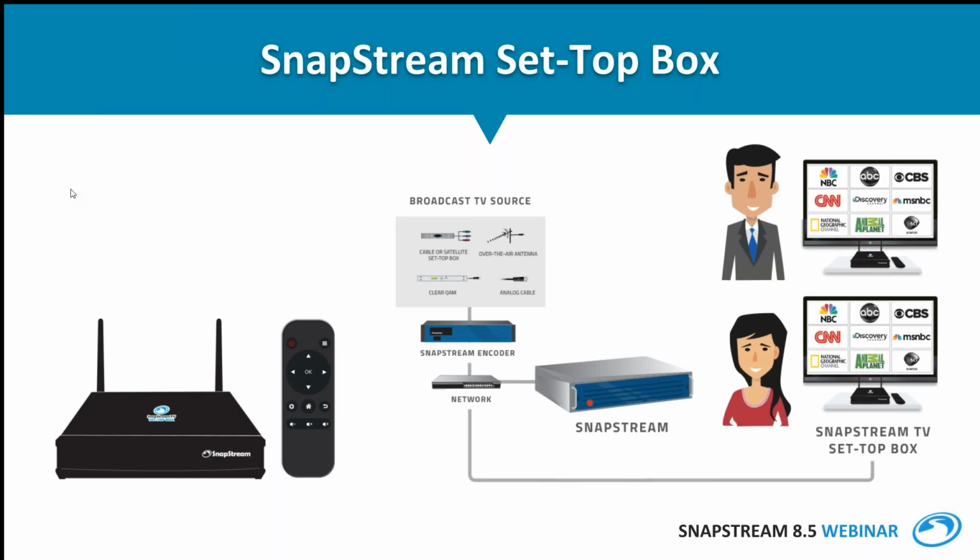And as you can see here, over to the left, your typical SnapStream configuration has some input source, in this case, a broadcast TV source that's going into some kind of an encoder that goes into your network switch and then into your SnapStream. Well, the SnapStream TV Set-Top Box connects to a TV and your network and allows you to play TV recordings, clips, tags, and live TV.